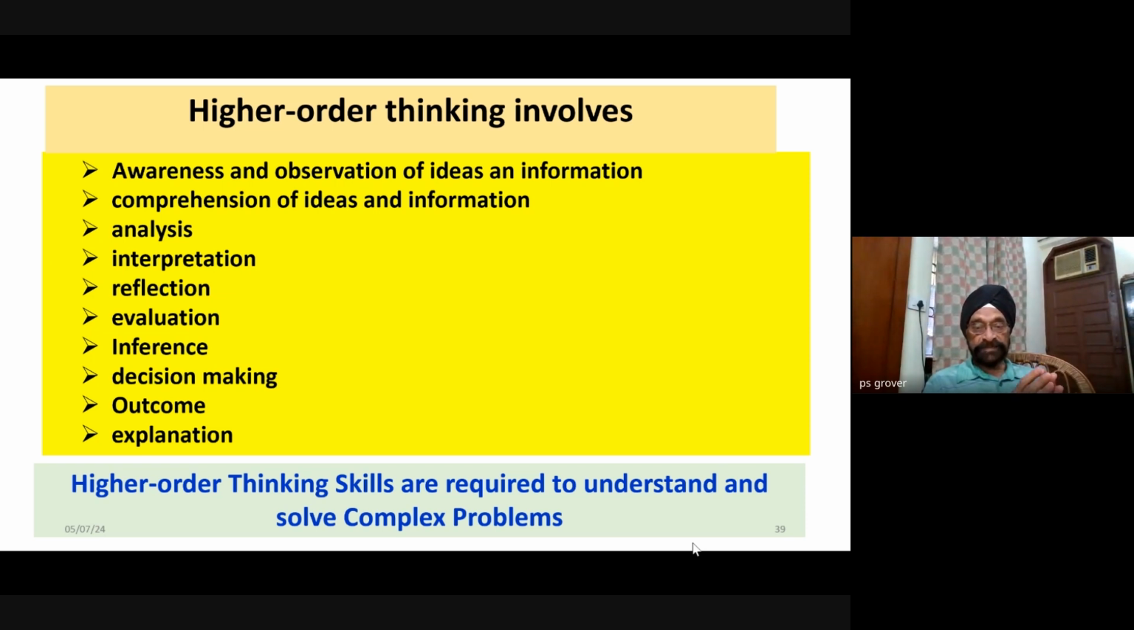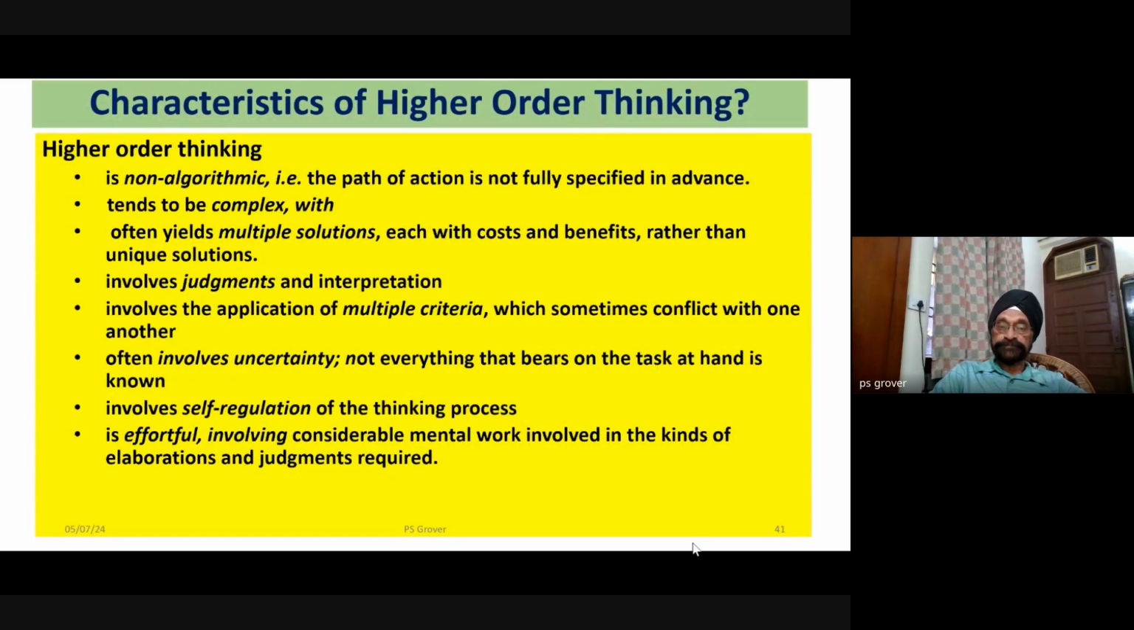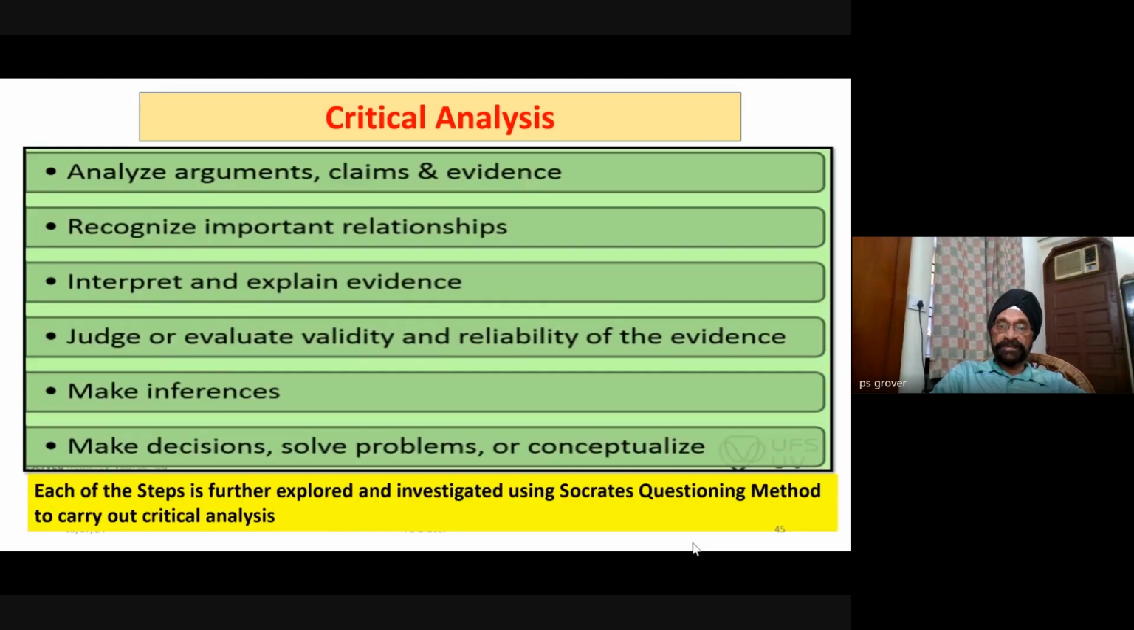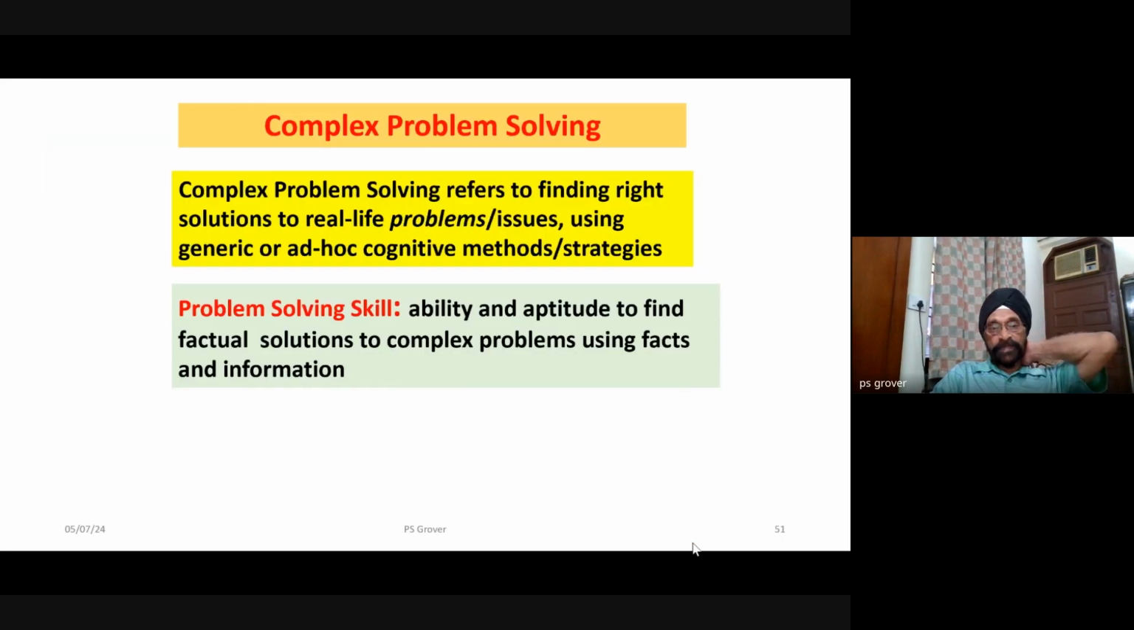Now, higher order thinking skills are required to understand and solve complex problems. Now, please see how many of us appreciate in the modern time what are complex problems. What are complex problems? Just to give you an idea, complex problem solving refers to finding a right solution to real life problems. Industry has real life problems. The student should have problem solving skill. When will they have these things?